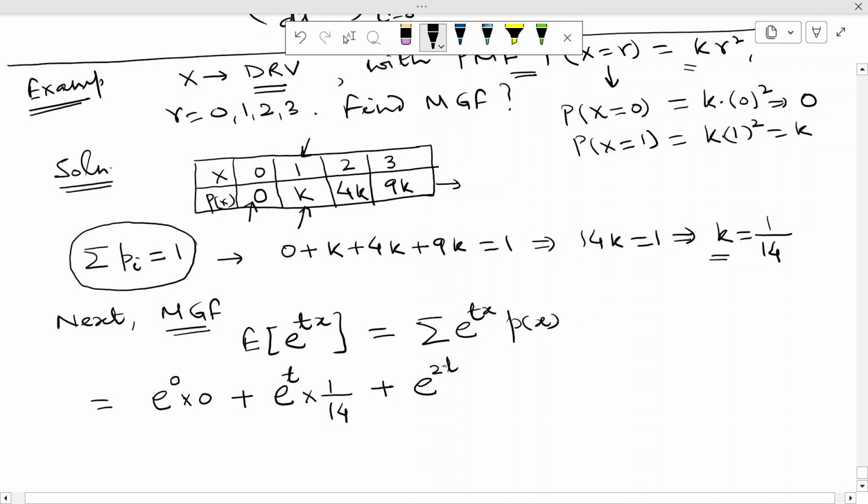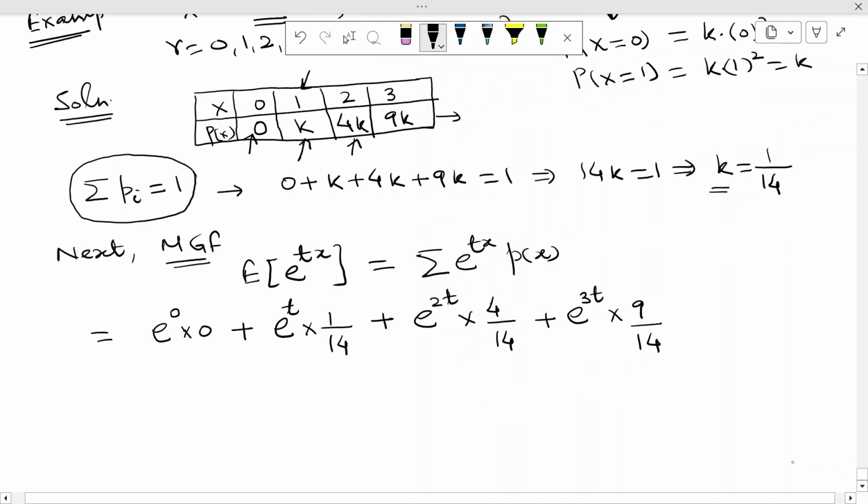So this will be e to the power 2t multiplied by the corresponding probability. Here you can see that the probability is 4k, meaning 4 upon 14. So this will be 4 upon 14, and the last value of x is 3. So this will be e to the power 3t multiplied by the corresponding probability, which is 9k, or you can say that it is 9 by 14.